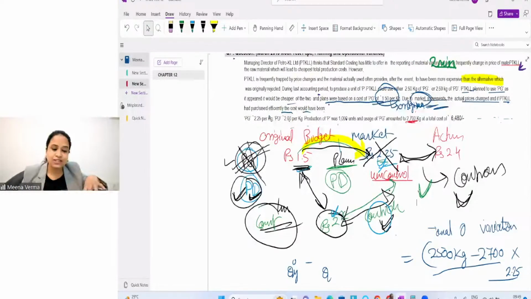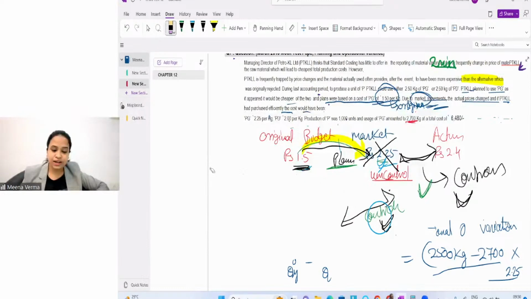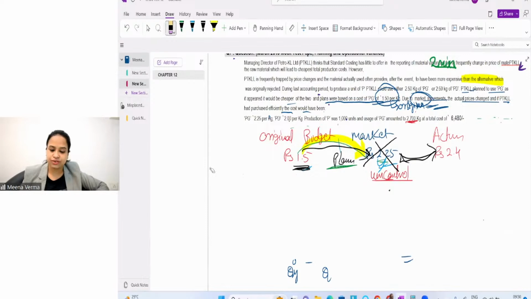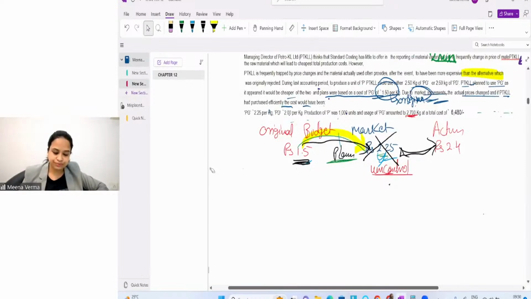So the point is, just don't focus on the calculation. Try to know the logic behind it. If they are calculating something, what is the logic of those calculations? What is the logic behind whatever you are doing? You must know the logic.